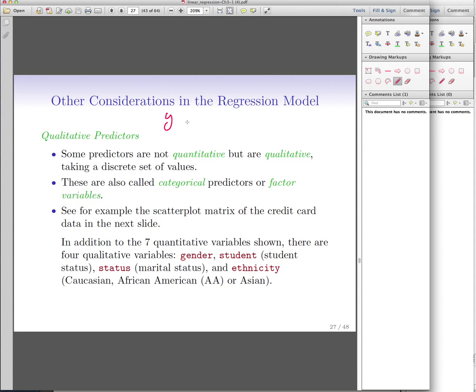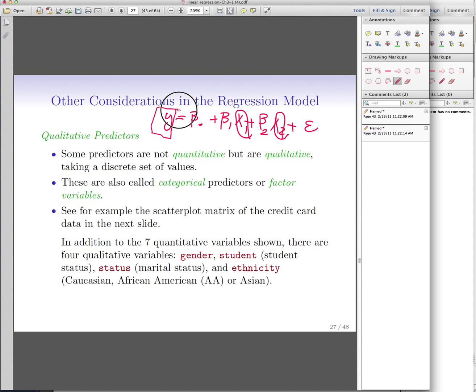For instance, y is equal to beta 0 plus beta 1 x1 plus beta 2 x2 plus epsilon. We assume that all these variables, these predictors, are quantitative before. So these are something you can measure. In linear regression lines, the outcome is always quantitative.